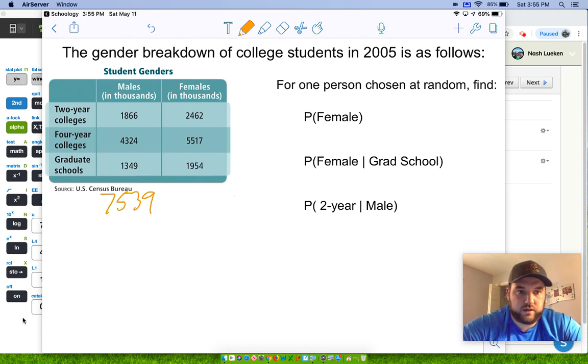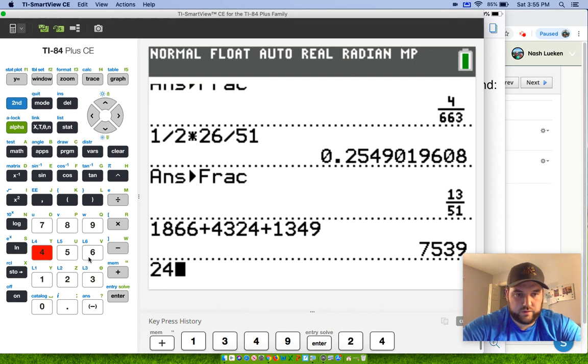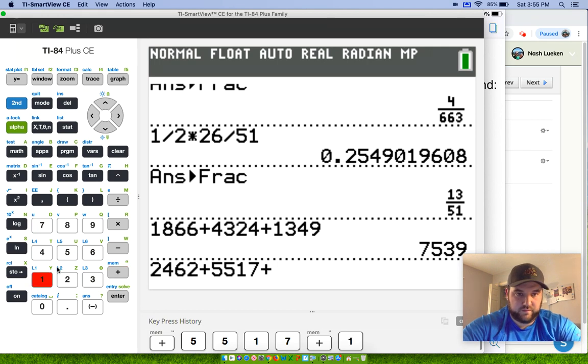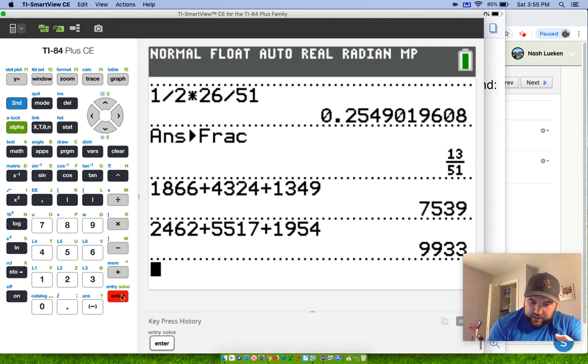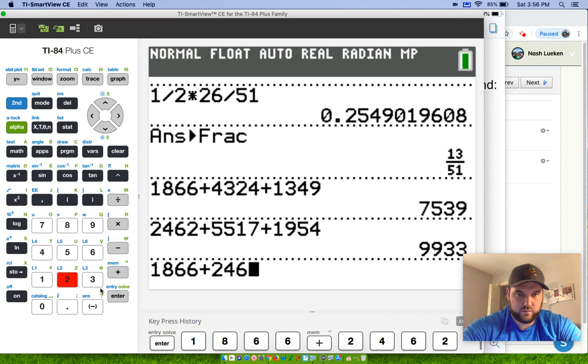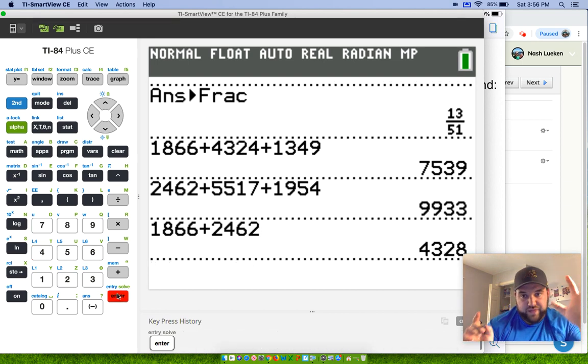Then I'm going to take the females and add those as well. So 2462 plus 5517 plus 1954 is 9933. And then I'm going to go ahead and add straight across. So the 2-year colleges, there are 1,866 males plus 2,462 females, in thousands. So that's 4328.